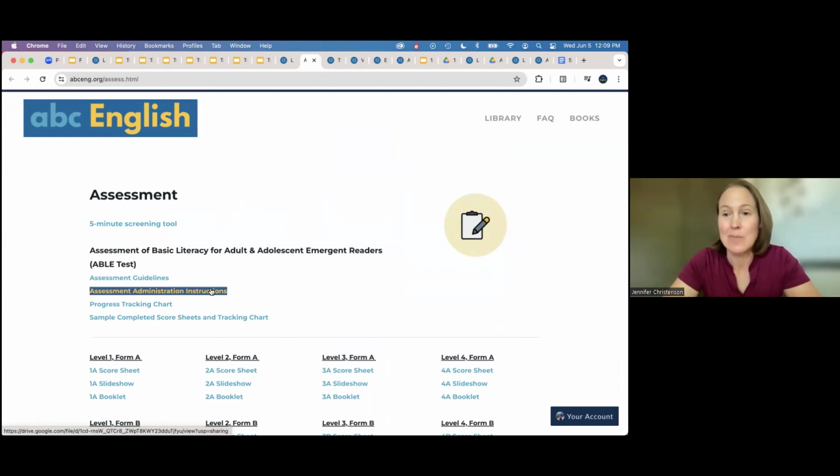And yes, it can be used to establish a baseline and then given a few months later to measure progress. And when you're measuring progress, it'll help you know if the student's ready to go to the level two lessons or remain in the level one phonics lessons. So it is designed to be used as a diagnostic tool and then also a progress monitoring tool.